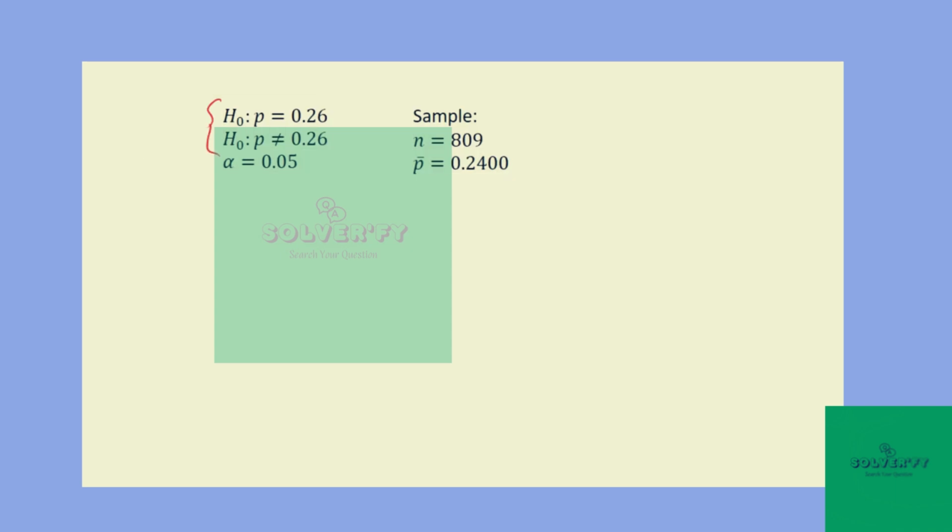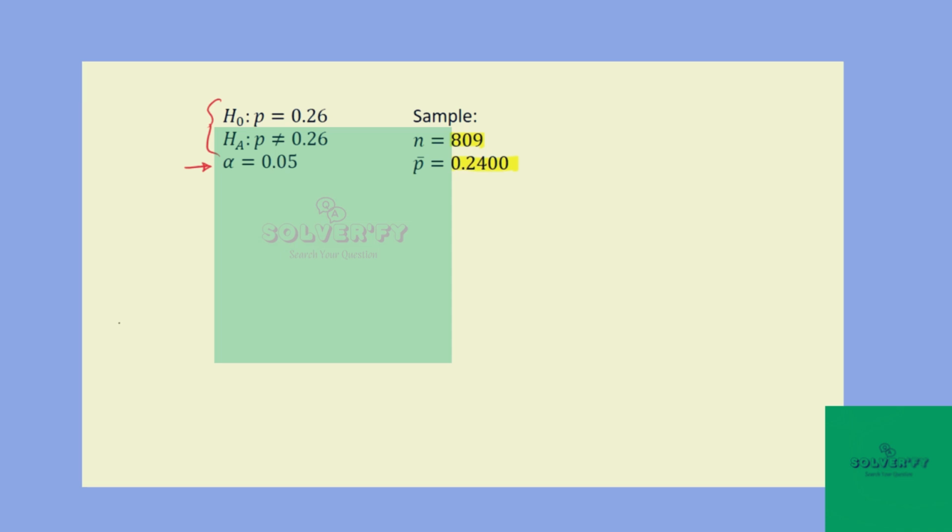For this question, we have these null hypotheses. The null hypothesis is that the population proportion is 0.26, and the alternative hypothesis is that it is not 0.26. And we want to test these hypotheses at a significance level of 5%. To perform this test, we have a sample of size 809, which yielded a sample proportion of 0.24.